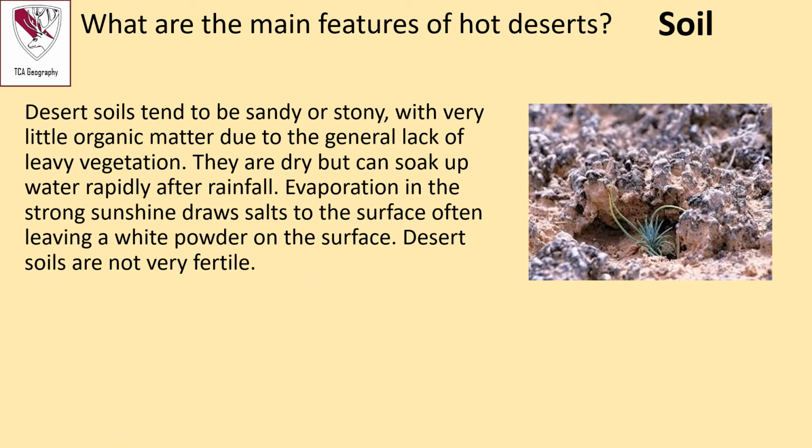On to soil. Desert soils tend to be sandy or stony, and they have very little organic matter due to the general lack of leafy vegetation. They are dry, but they can soak up water rapidly after rainfall. Evaporation in the strong sunshine draws salts to the surface of the soil, and it often leaves a white powder on the surface. That white powder you can see quite well in this photograph here. Desert soils are not very fertile. They cannot sustain a lot of vegetation.